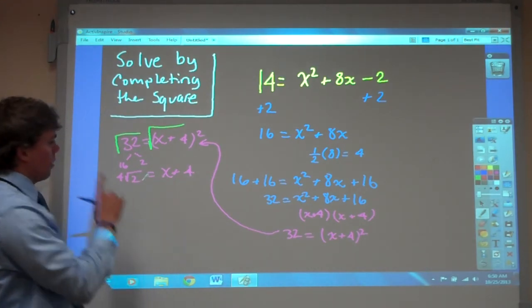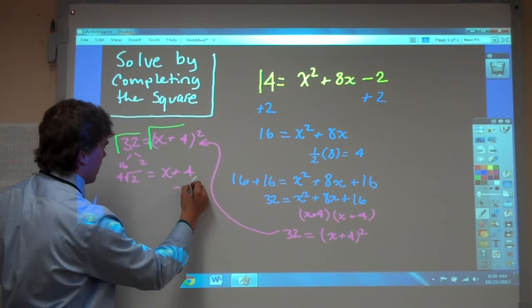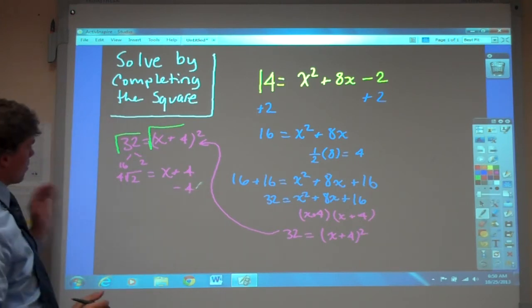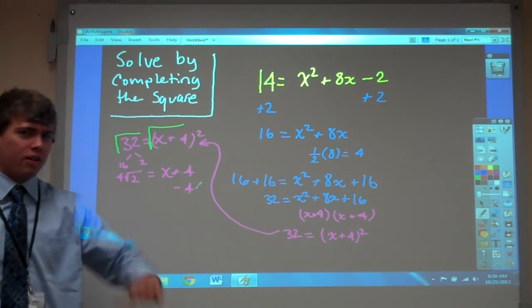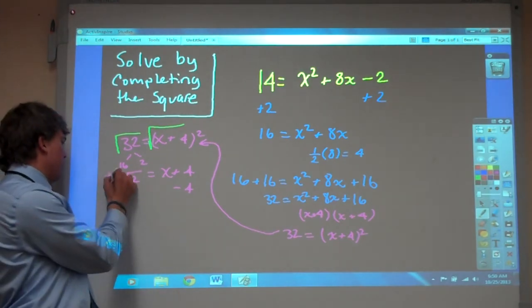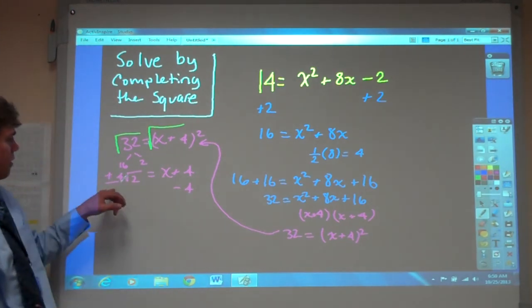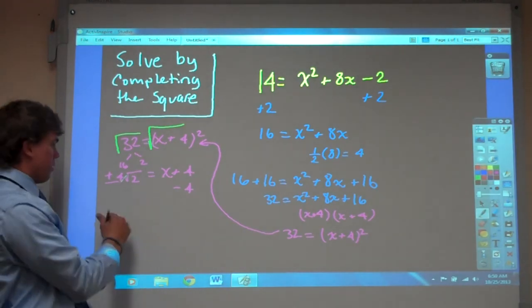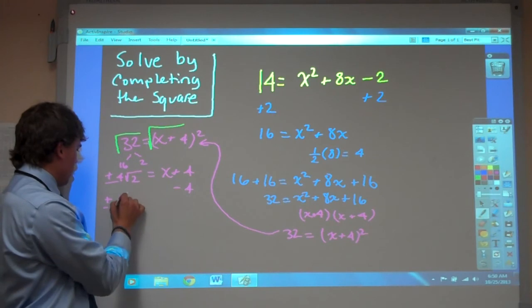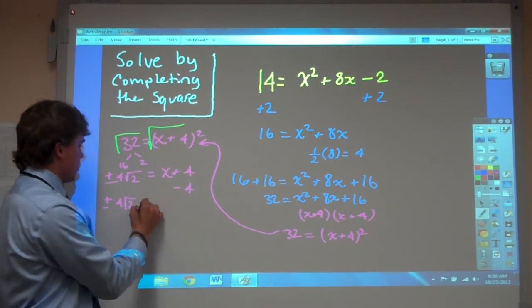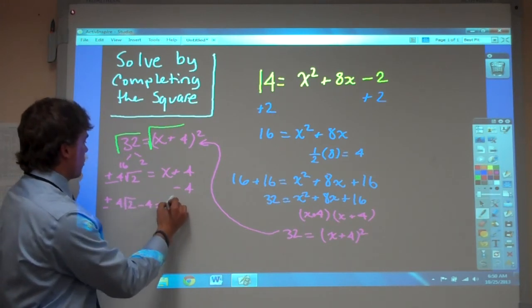And now we subtract the 4 from both sides. And I just caught something. You can't forget it's the positive and the negative square root. So we have positive and negative 4 root 2. We're subtracting 4 from both sides. So we'll have positive and negative 4 root 2 minus 4 equals x.